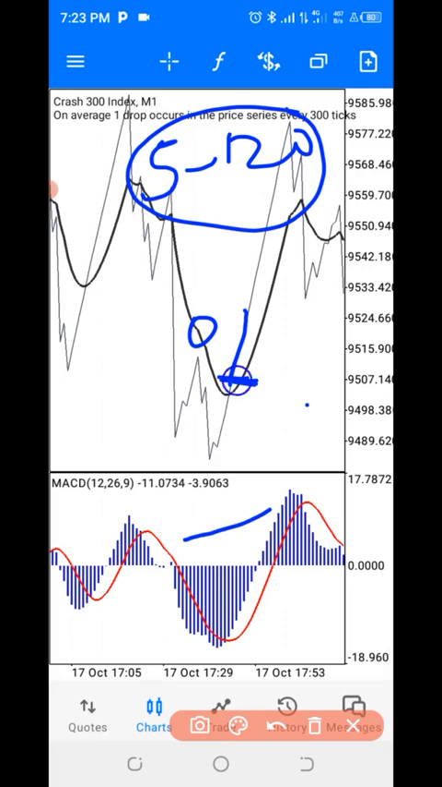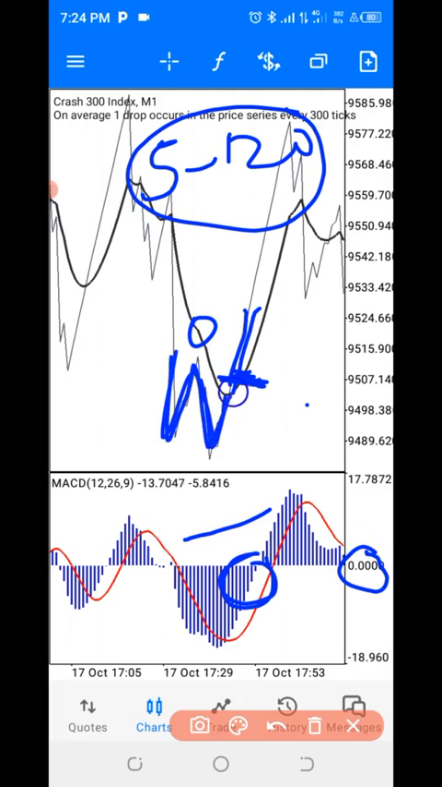So the first confirmation is that price must close above this moving average once you've gotten your W pattern for Cash 1000 or Cash 300. The moment the second leg closes above the moving average, you can take your buy, and that is the first confirmation. Then once this MACD, this other indicator here, is above this zero level, that is the last confirmation you must wait for after you've seen your W and price has closed above this moving average.